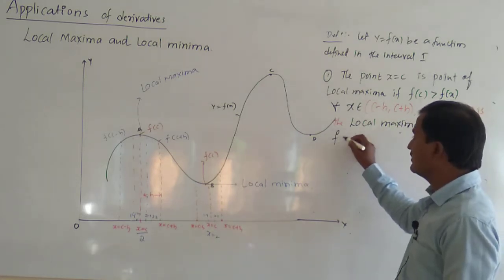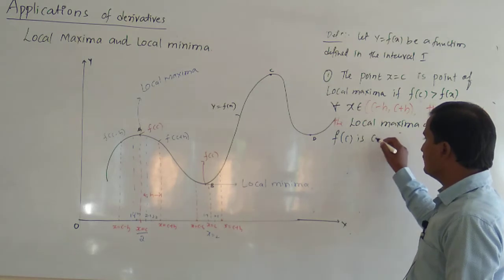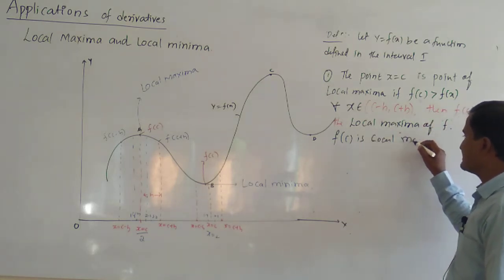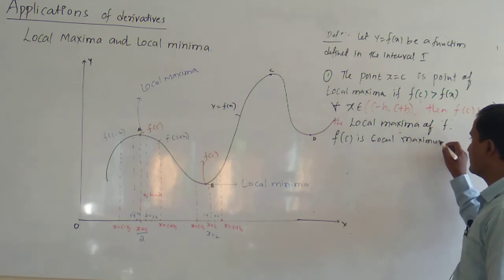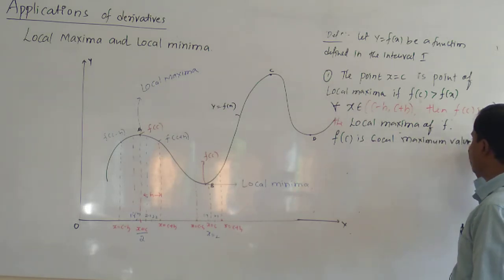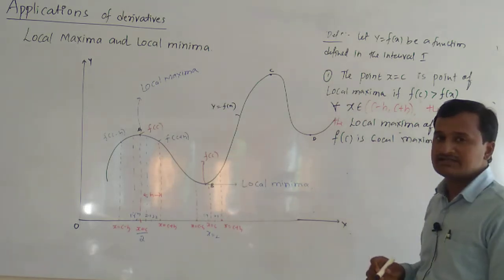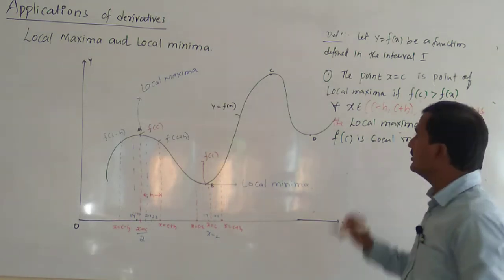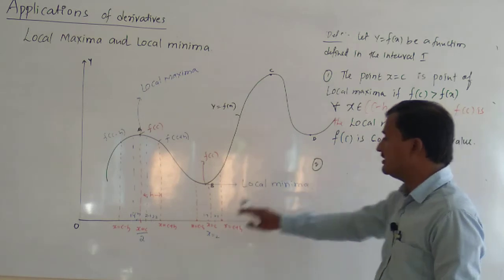So f of c is called the local maximum value, and the point c is called the local maximum point. Okay, next we will go to the minima.